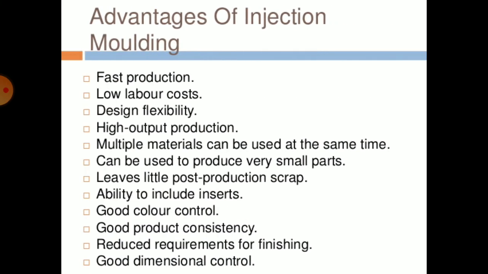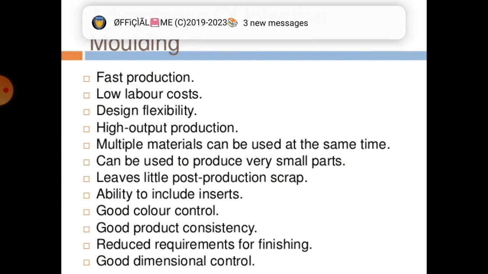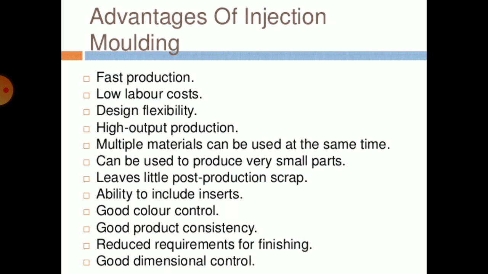Advantages of injection molding are fast production, low labor costs, design flexibility, high output production, multiple materials can be used at the same time, can be used to produce very small parts, leaves little post production scrap, ability to include inserts, good color control, good product consistency, reduced requirements for finishing, good dimensional control.